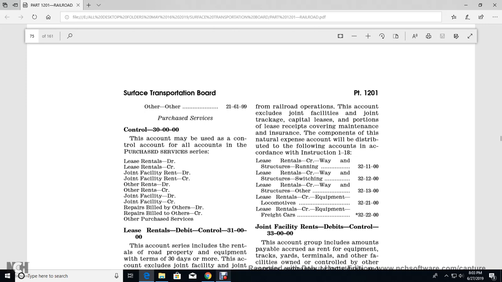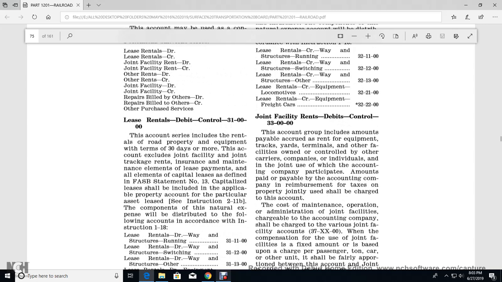the lease for the rental of the CR ways for the structural running, the rental of the CR way with the structural switching, lease rental of the CR way with the structural, other lease way with the CR, the equipment rentals and the lease rental with the CR way equipment, the freight cars. Joint facility rent debit control 33.000.